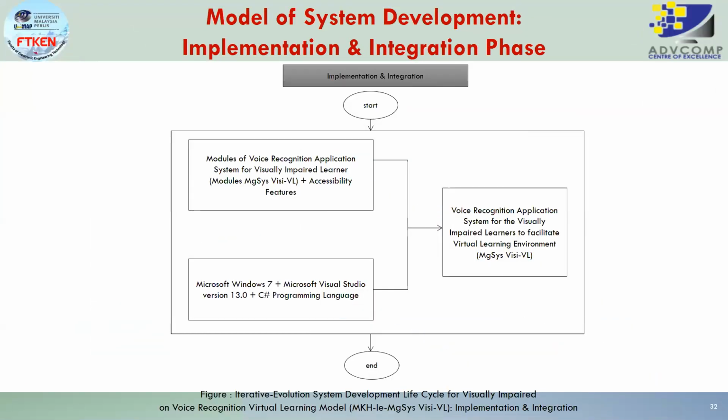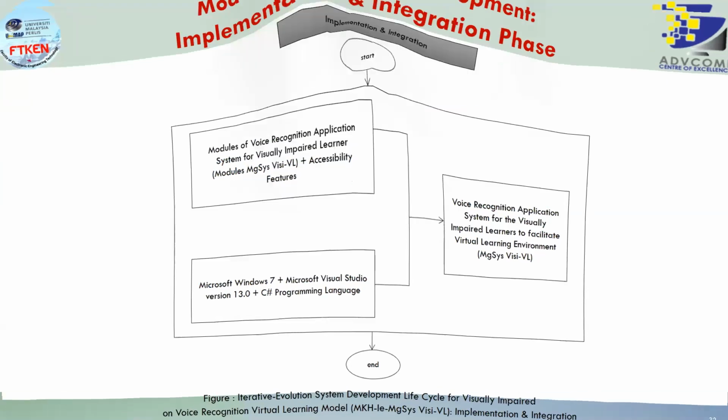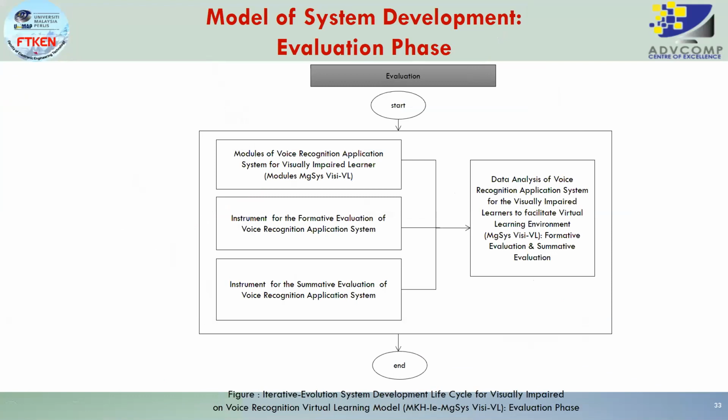Here, this one is on the implementation and integration subphase. At this stage, all the developed modules are implemented and integrated. So as you can see, the modules are integrated to become the complete Maxis VCVL that can facilitate the visual impact. After the implementation and integration, we will proceed with the fifth subphase, which is the evaluation phase.